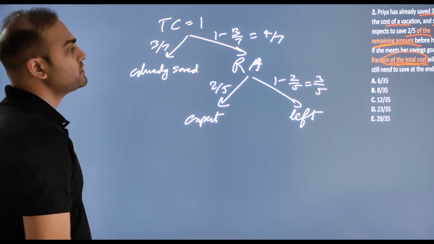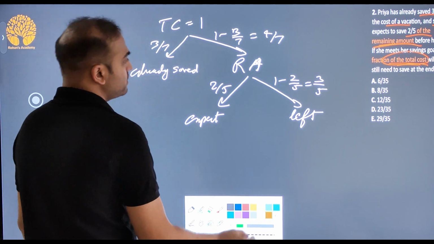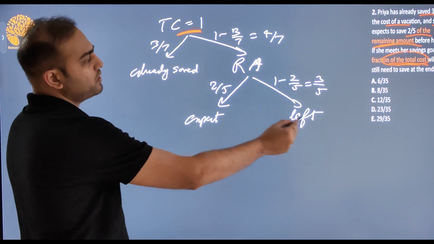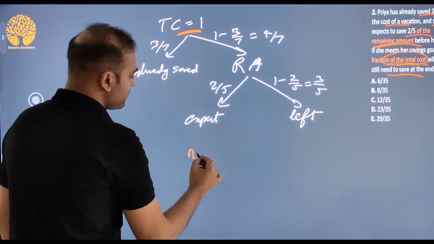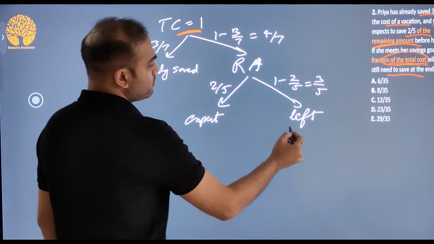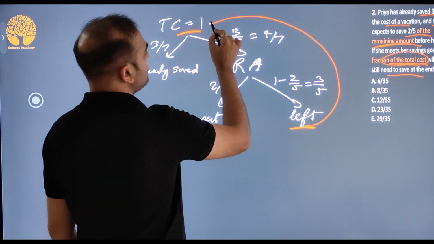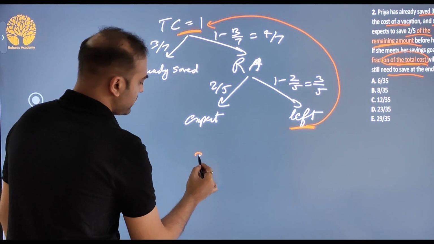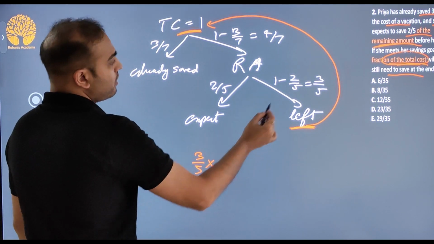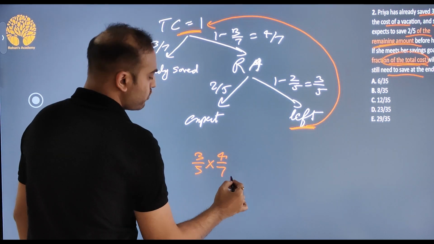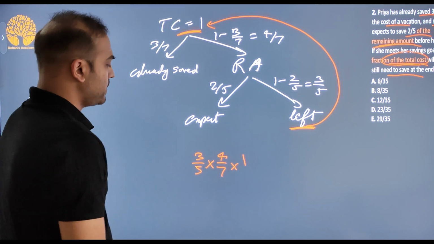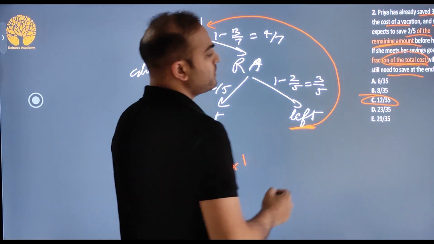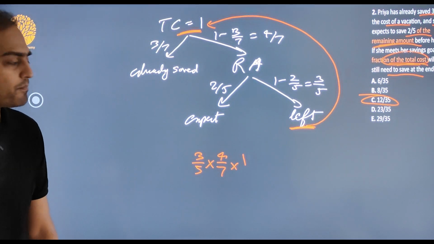So again the question is what fraction of total? So I have to go till total. She still needs to save. So how much is required? This is required. So here to here I'll go. So that is 3/5 of 4/7 of 1. That's 12 by 35.